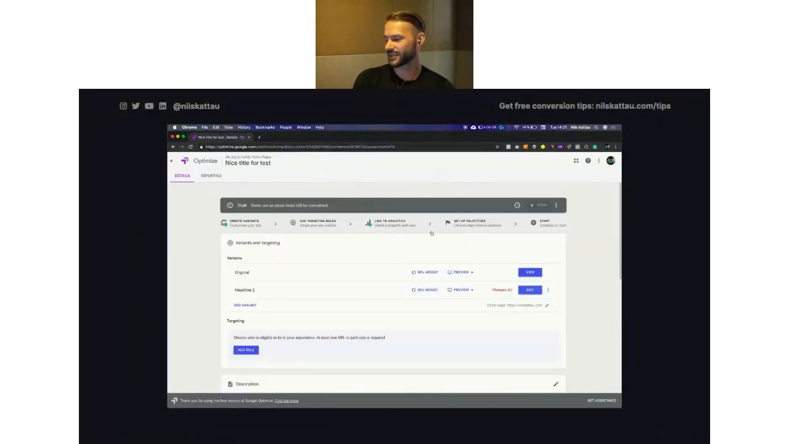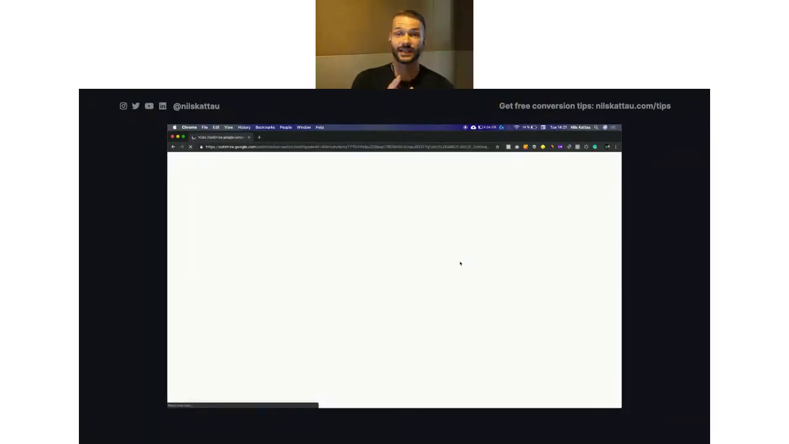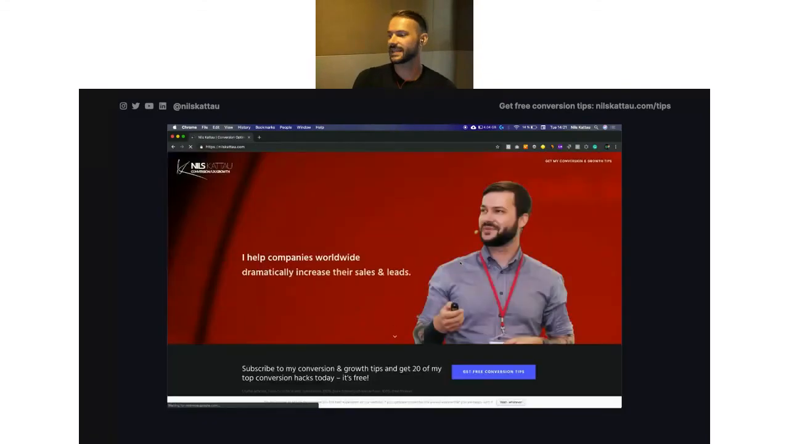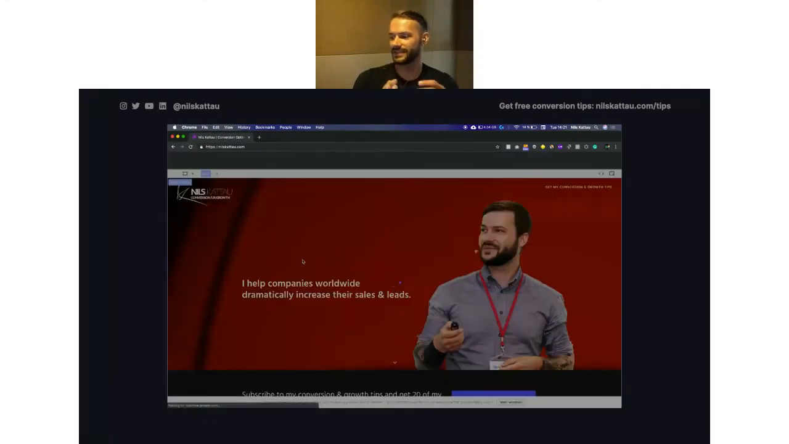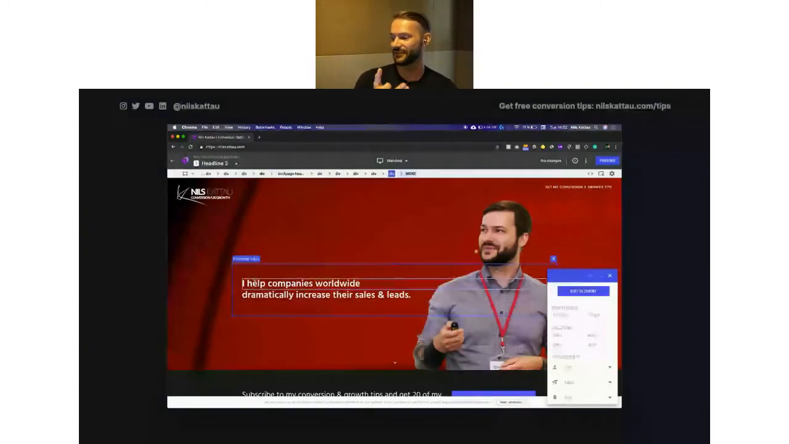So let's just say we change the headline. For example, this is a very simple example now. Then you can click edit, and then you will get to your page. So it actually opens your page in the browser, as you can see in the URL bar up there. And then it loads the extension of Google Optimise. You have to use Google Chrome for this, by the way, but it will load the extension where you can then just click everything on the page, and you can just click the elements.